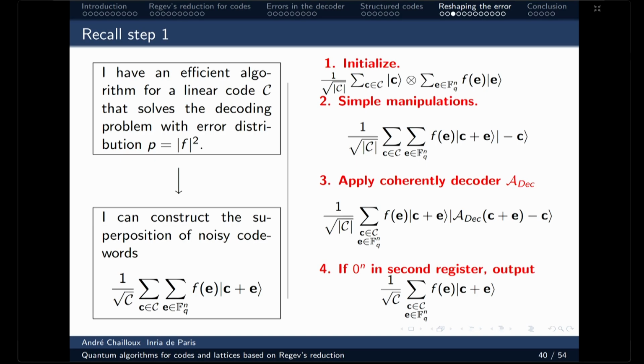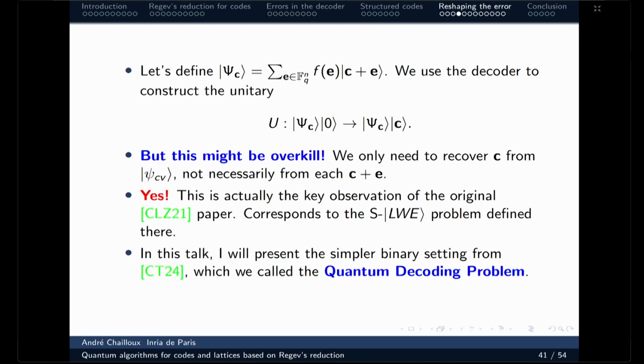Okay, so let's go back to the first step. Just recall the first step. We use this decoder to erase the second register from step 2 in order to go down, right? So that's what we did. And now for each C, we'll define psi C, which is the superposition over all the errors of the state.